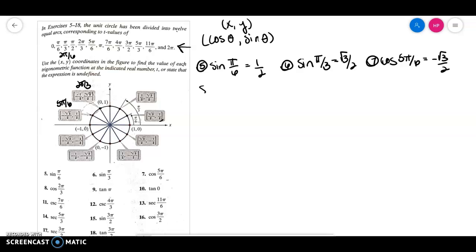Number 8, the cosine at 2 pi over 3. I just labeled that one as well. So the cosine at 2 pi over 3 is simply the x-coordinate, so it's negative 1/2. And then we jump to tangent.